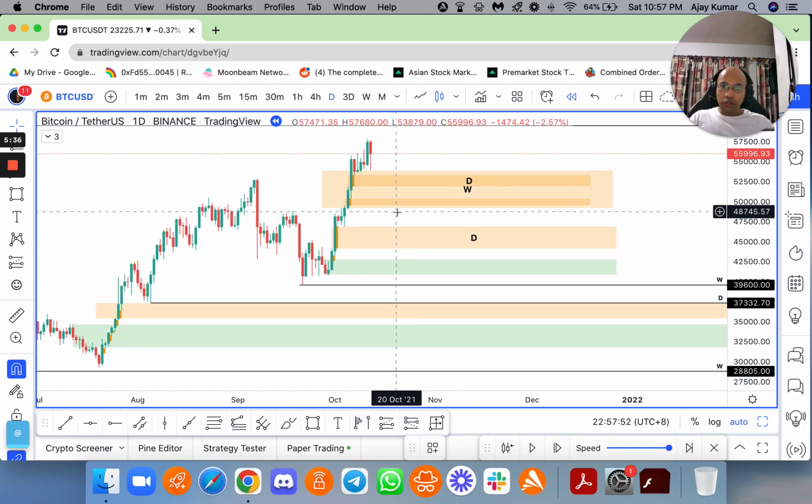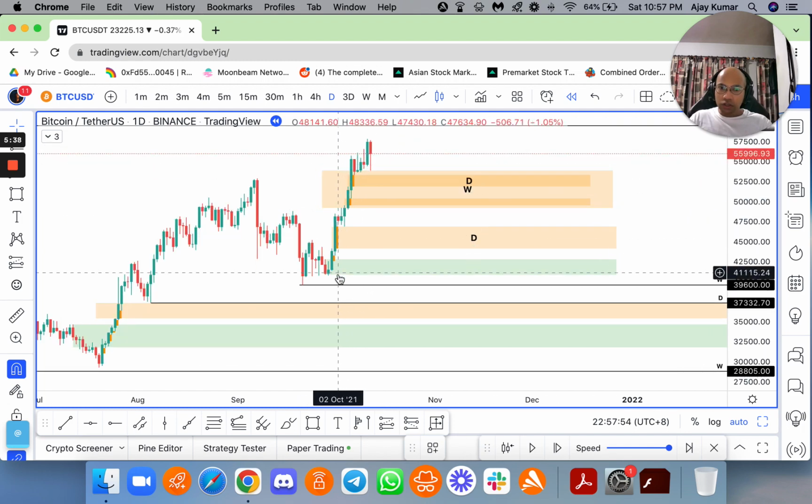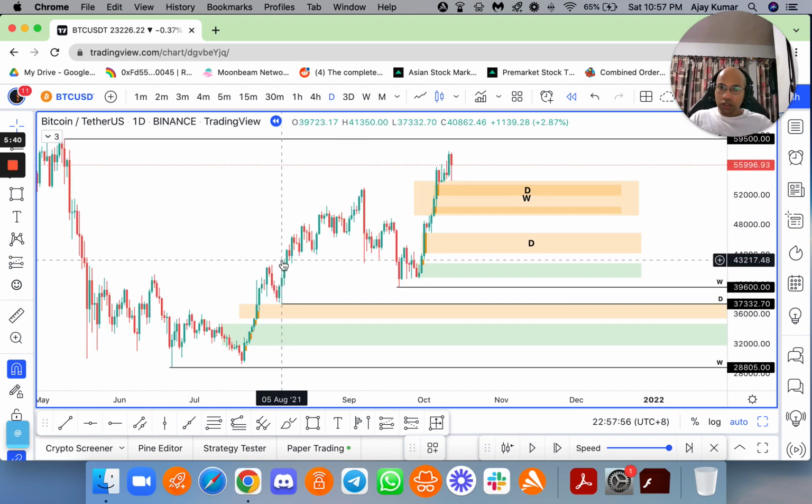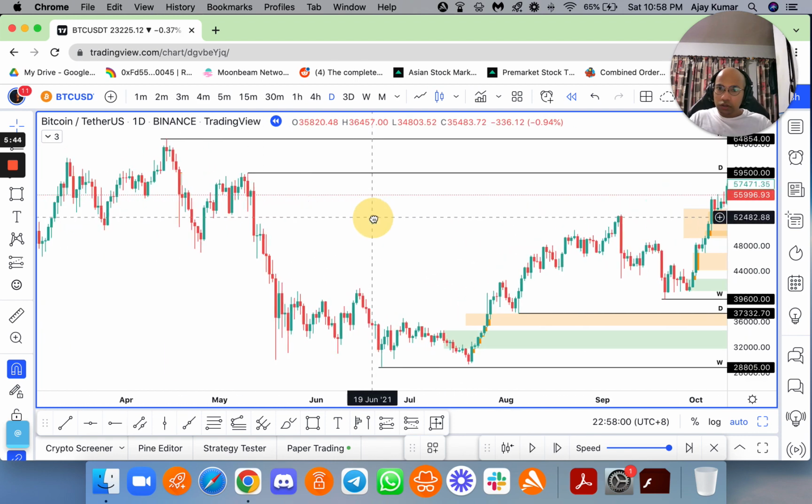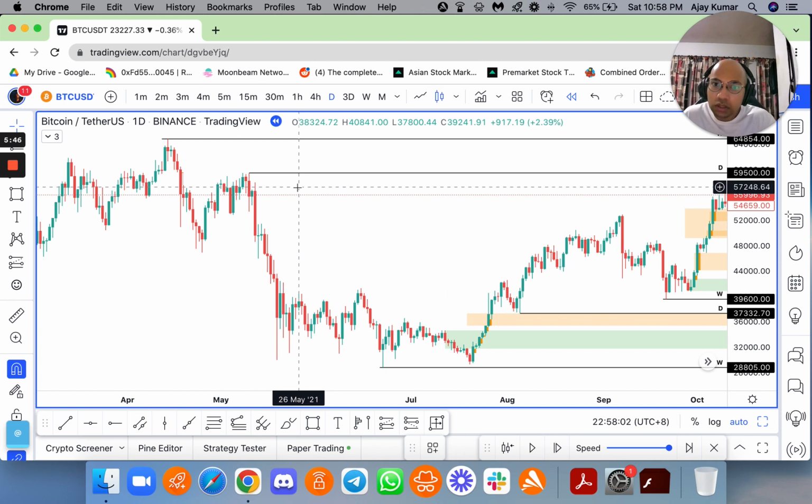So any other order blocks? I don't see any other order block. Okay, looks like there's an order block. I don't want to mark this as an order block because it has like one, two, three candles inside.